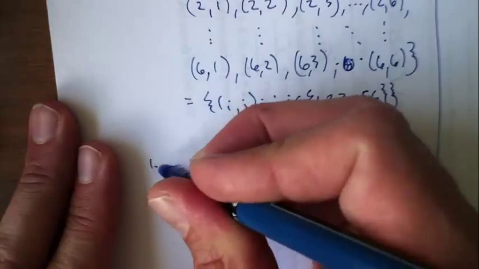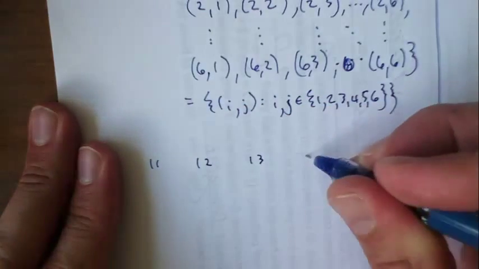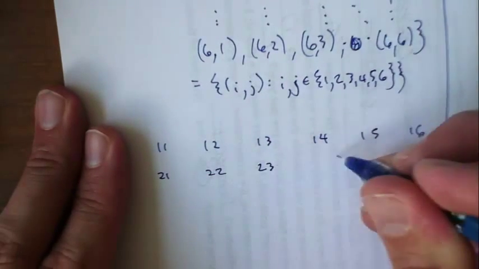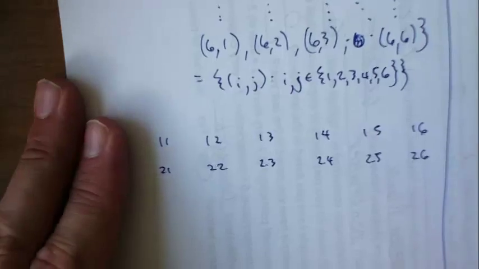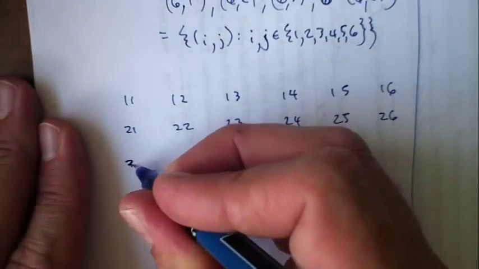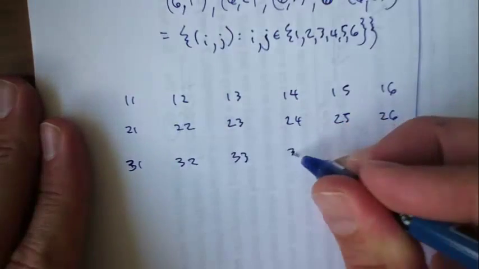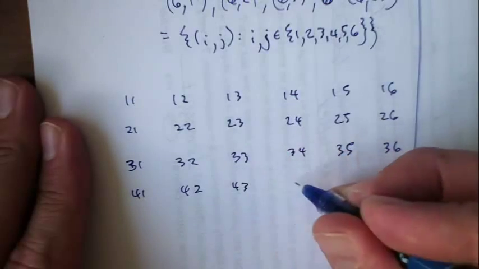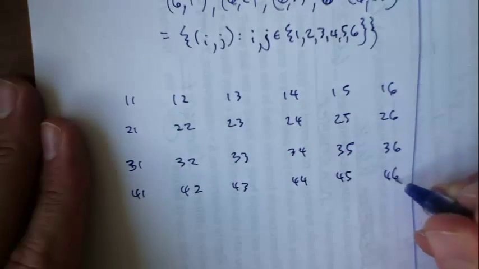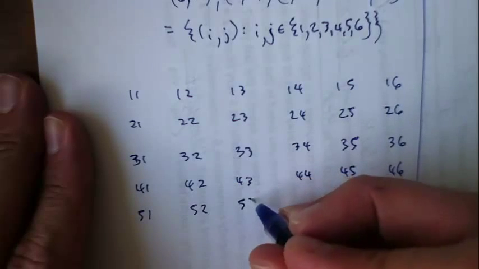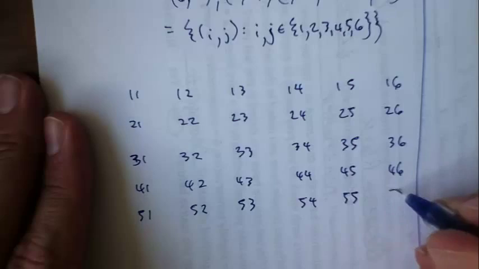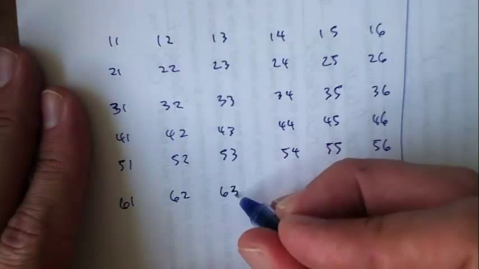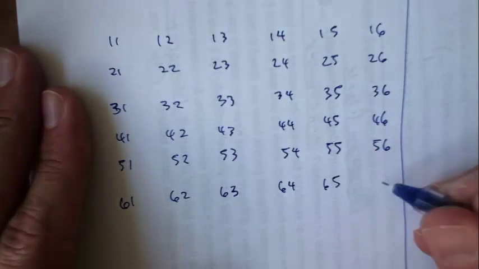But just do this: 1,1, 1,2, 1,3, 1,4, 1,5, 1,6, 2,1, 2,2, 2,3, 2,4, 2,5, 2,6. Okay, makes sense? 3,1, 3,2, 3,3, 3,4, 3,5, 3,6, 4,1, 4,2, 4,3, 4,4, 4,5, 4,6, 5,1, 5,2, 5,3, 5,4, 5,5, and 5,6. I can see 6,1, 6,2, 6,3, 6,4, 6,5, and 6,6.